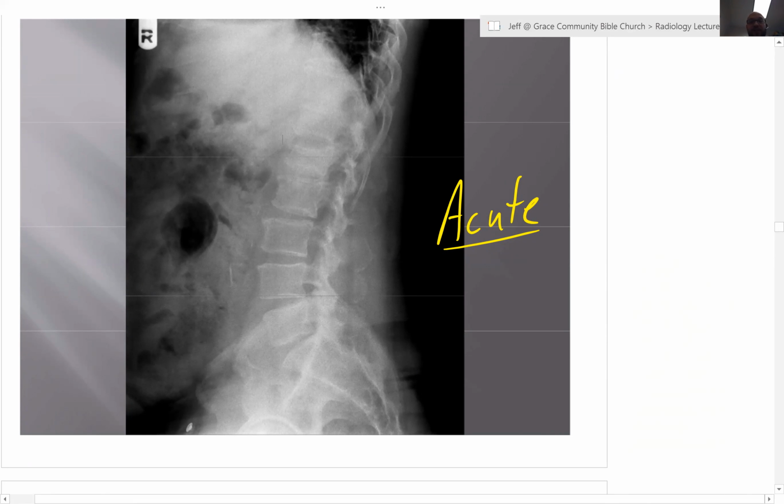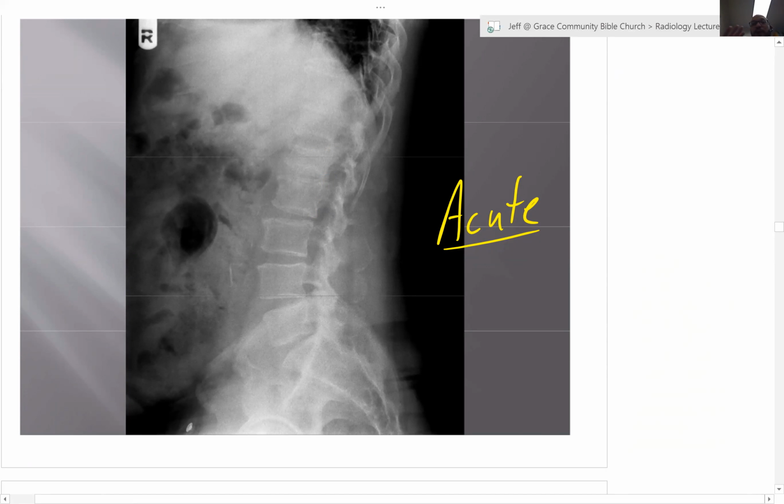So would you MRI that to confirm that or no? In my opinion, I would, and here's why. If you look with me, the height of the posterior vertebral body is a little bit down compared to the level below. You guys buy that? Yeah.